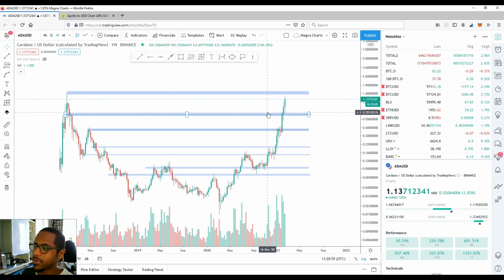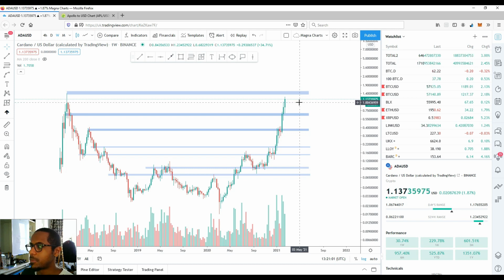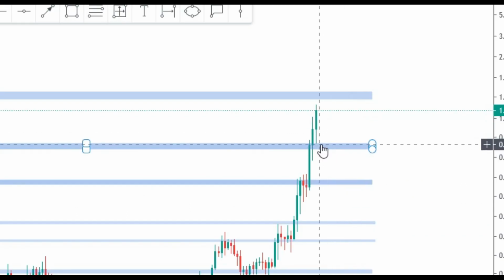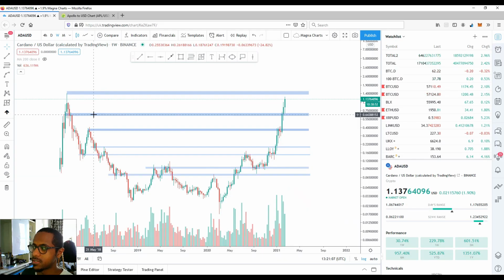If it does, as I said, in terms of support, I'm looking at $1 for the support, maybe just below it, but the $1 level is key. After that, there's going to be support at around $0.66.